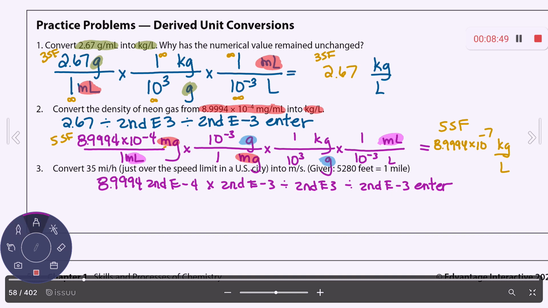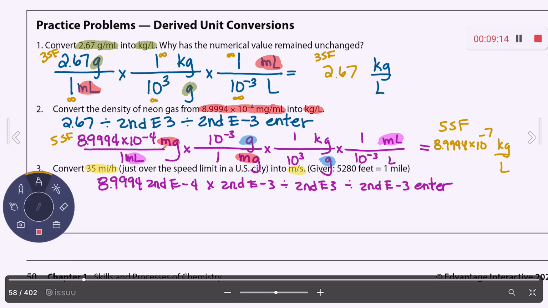Okay, let me start number three. For number three, we're going to convert 35 miles per hour into meters per second. We're going to need a lot of room to do this because we've got to convert miles into feet because they gave us this unit equation here to do that. And then we'll convert feet into inches, inches into centimeters, centimeters into meters, and then hours to minutes to seconds. So there's kind of a lot going on.